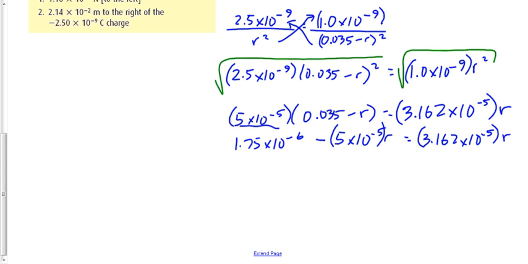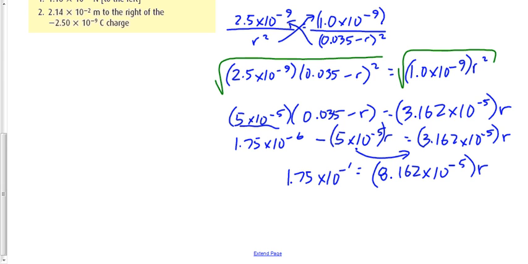Or I could say 3.162 times 10 to the minus 5 r plus 5 times 10 to the minus 5 r gives me, on the right-hand side, when I take that over, 8.162 times 10 to the minus 5 r, combining my r's here. Oh, look at this. And now it looks actually pretty straightforward.